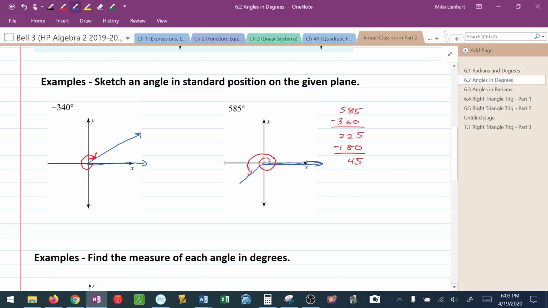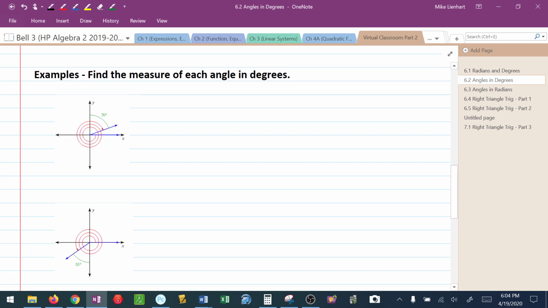Now, I sketched the terminal side here. And all this loop-de-loop that I did in there is representing how I would have to graph this 585. In other words, I can't just draw that and say it's 585. I have to show that I did more than one trip around the circle to get to 585 degrees.